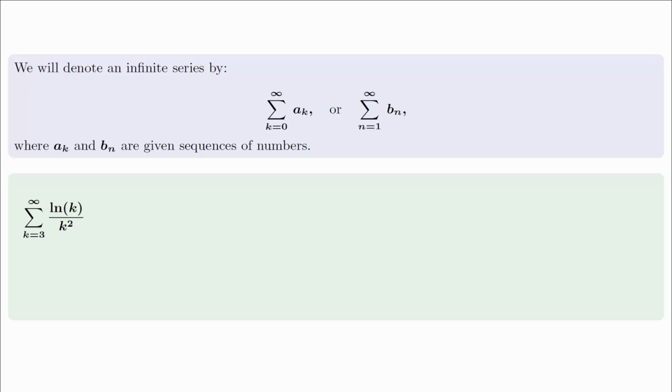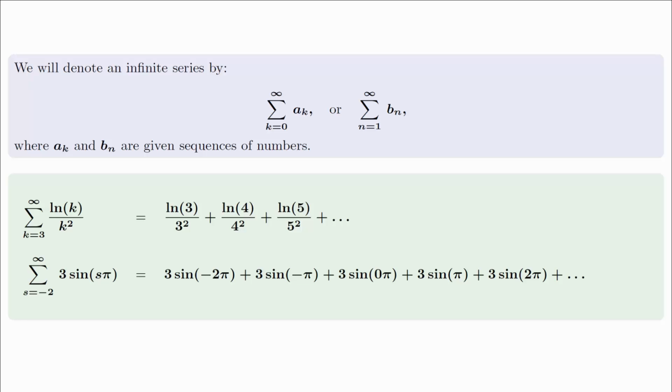Summation k equals 3 to infinity of log k divided by k squared. So that's just log 3 over 3 squared, plus log 4 over 4 squared, plus log 5 over 5 squared, and so on. Summation s equals minus 2 to infinity of 3 times the sine of s pi. That's 3 times the sine of minus 2 pi, plus 3 times the sine of minus 1 times pi, plus 3 times the sine of 0 times pi, plus 3 times the sine of 1 times pi, and so on, forever. Can you see that this last series sums to 0?